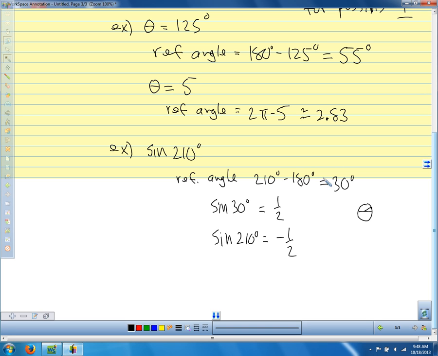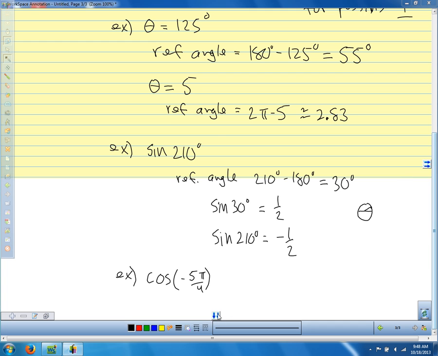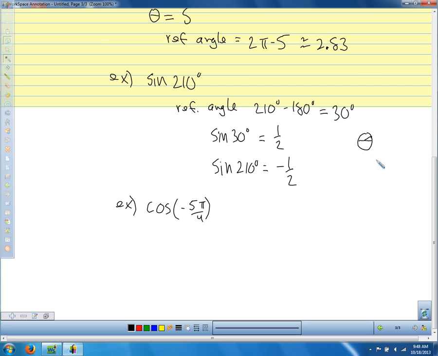And then let's do one in radians. Let's find the cosine of negative 5 pi over 4. Let's do a couple of things to make our lives easier here. Is a cosine function even or odd? Do you remember? Cosine is even. So cosine of negative 5 pi over 4 equals cosine of 5 pi over 4. What quadrant is 5 pi over 4 in? Third quadrant.